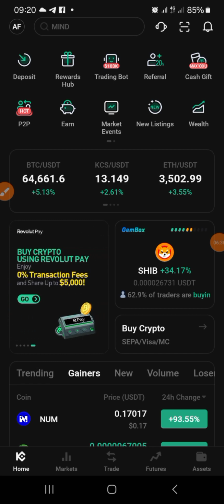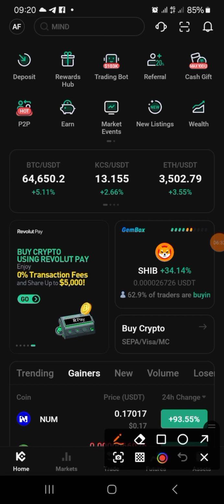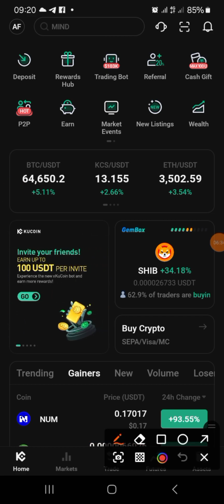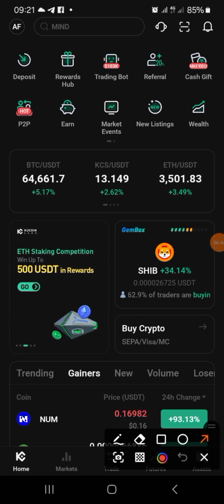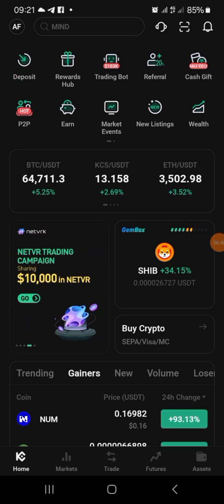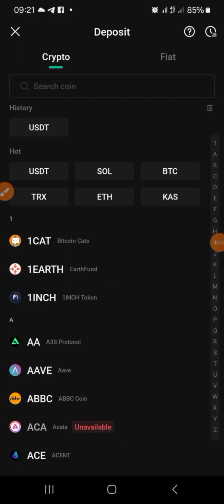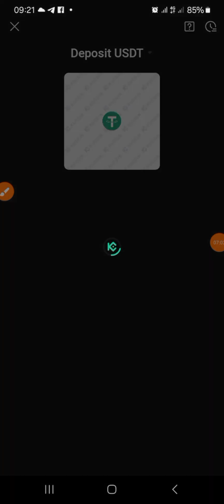Okay, so let's go quickly to how to deposit in order to get at least maybe USDT for you to be able to buy other coins or other tokens. So you click here, deposit. That's one of the options that you can use for USDT. So we can decide to deposit USDT.